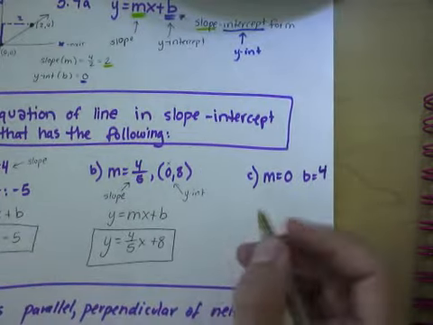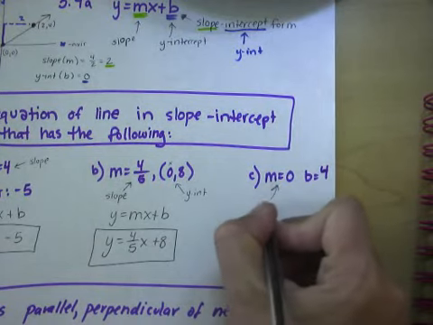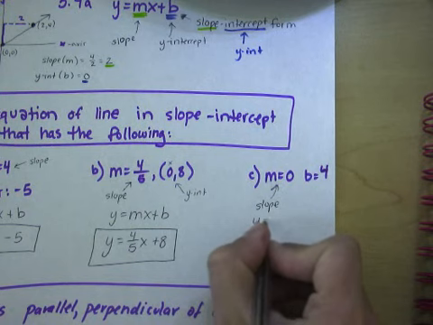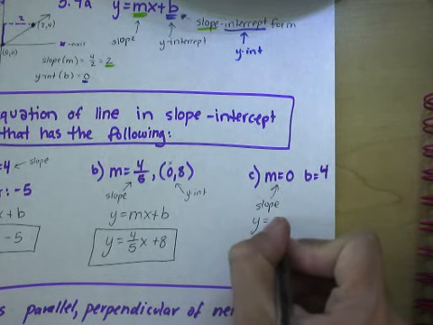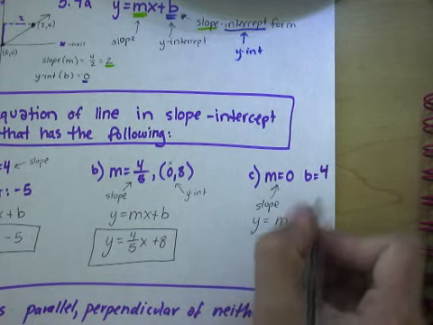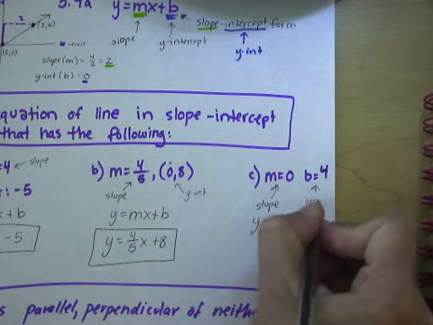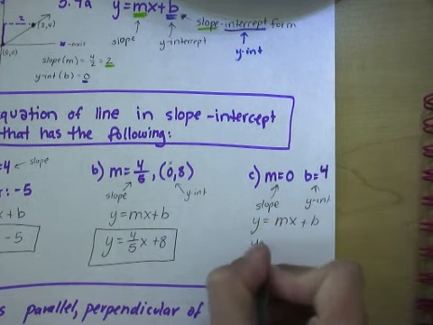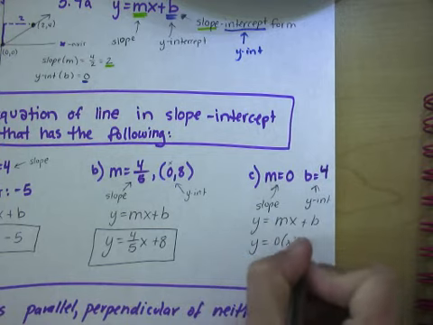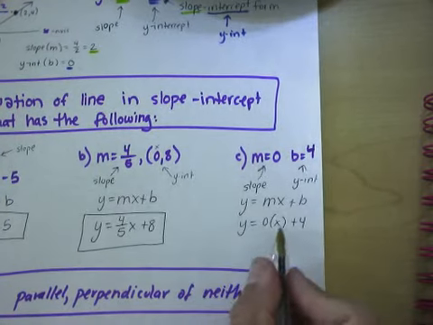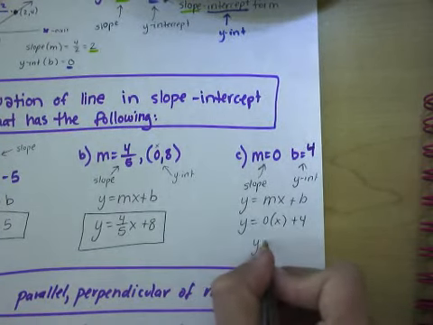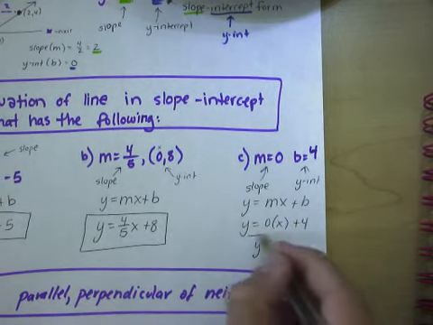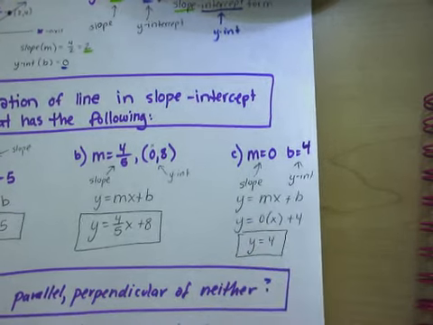And the last scenario here, they give me my slope again. So my slope is going to be 0. That's interesting. Oh, that means my line is horizontal. And my y-intercept is going to be 4. So y equals 0 times x plus 4. Well, 0 times any number is just 0. So a line that just has a y-intercept of 4 is just y equals 4.